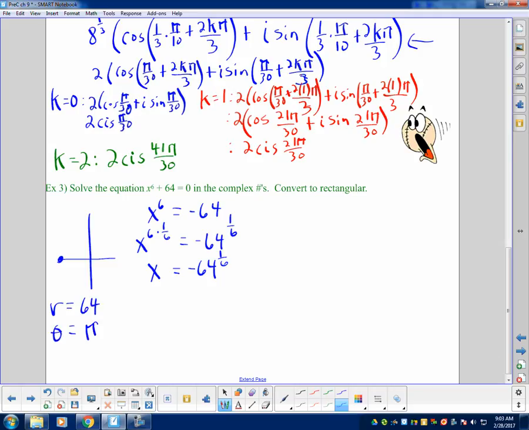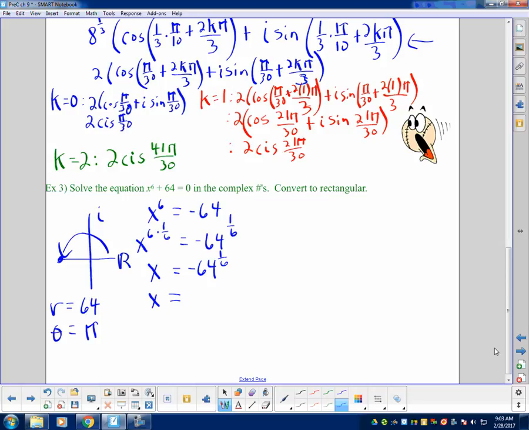Negative 64. Remember, this is the real axis. This is the imaginary. This is just the real part of the number. It's negative 64, so I've gone out 64 units to the left on the real axis. And where does that locate me? Pi radians around. Of course, if you couldn't do that, you'd have to use the formula. R equals square root of a squared plus b squared, and so forth. Theta equals inverse tangent of y over x.